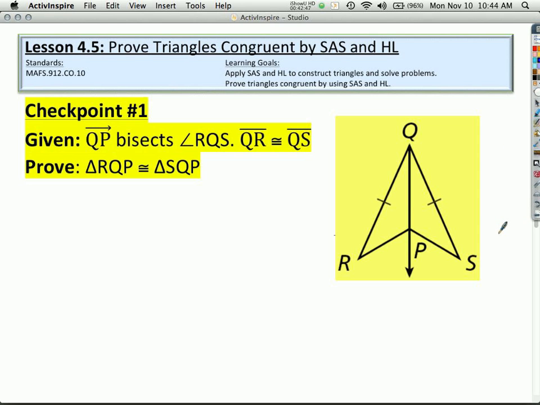How many pieces of evidence do we need to use SAS? Sebastian? 3. First piece of evidence, Sebastian, what is it? I'm sorry? You didn't use side angle side? Okay, so we'll come back to you. First piece of evidence, Jada? Which is?